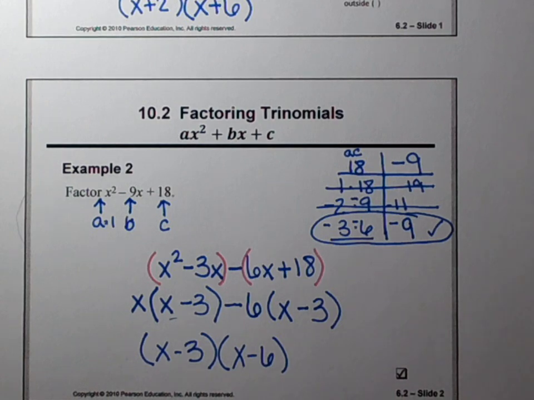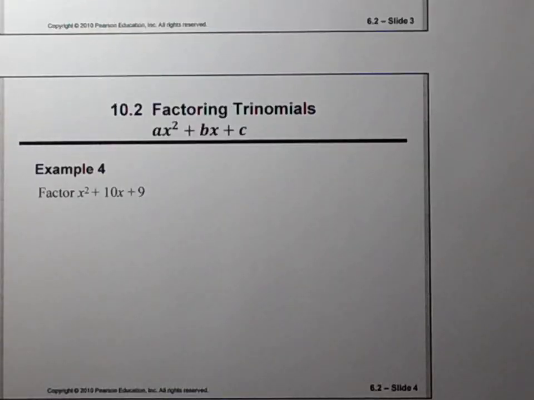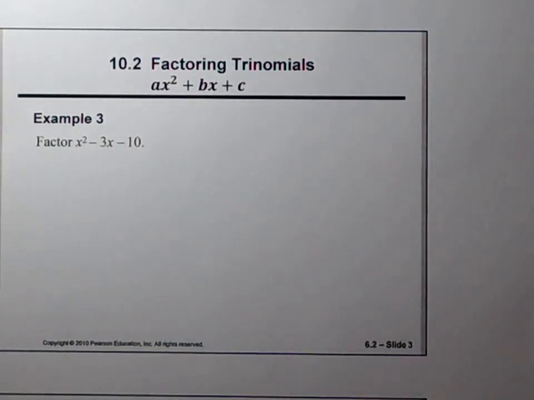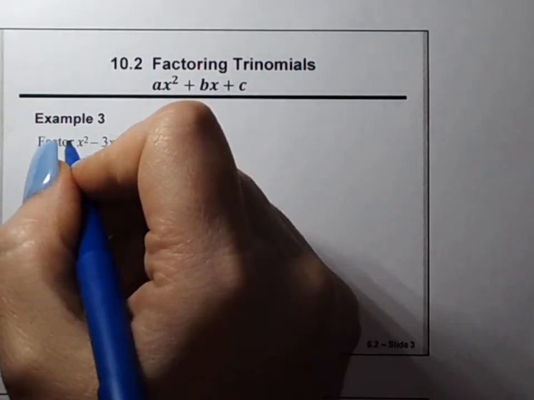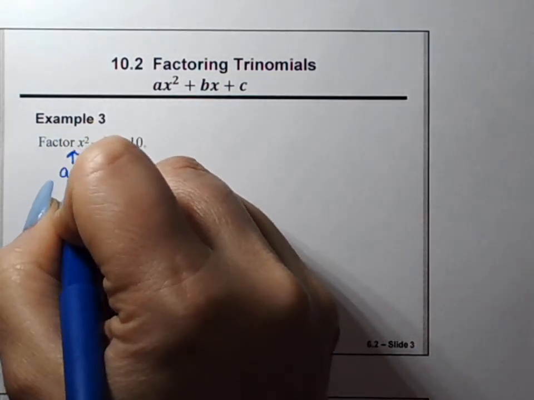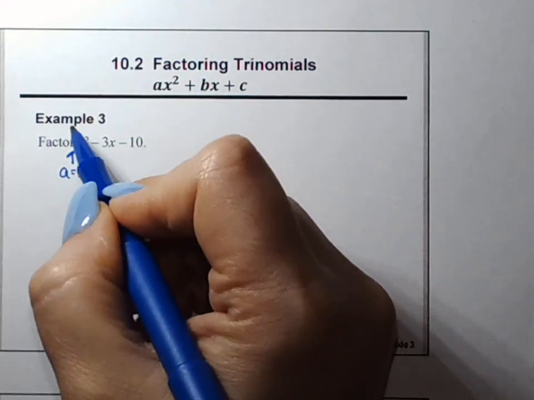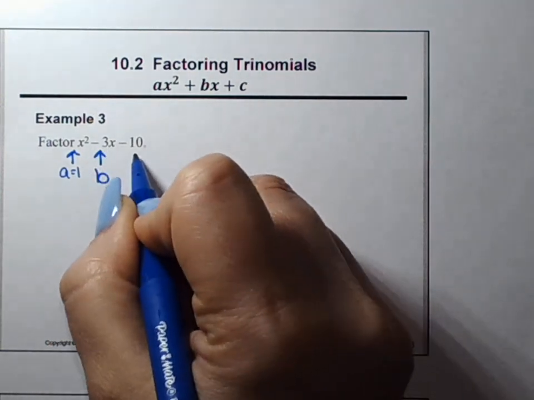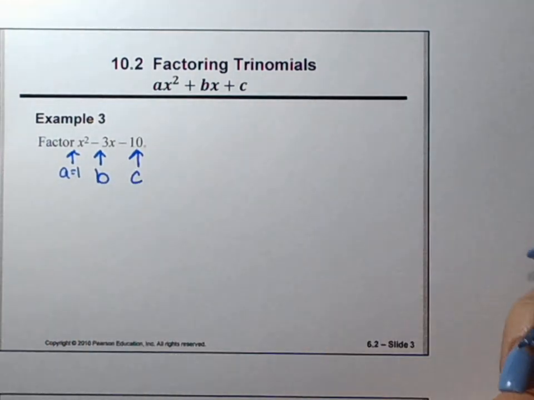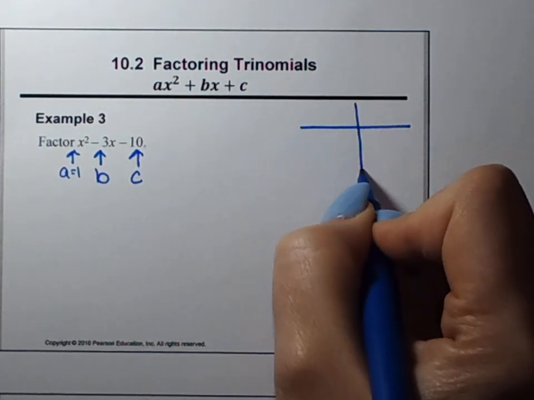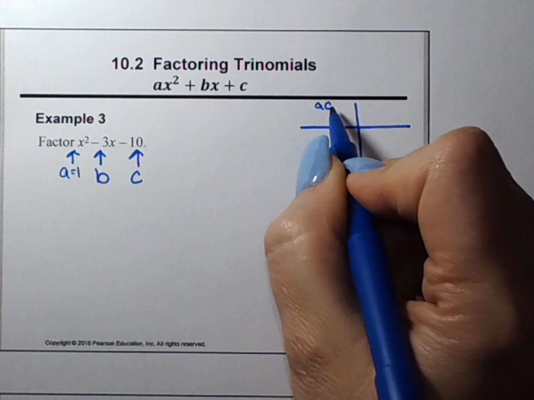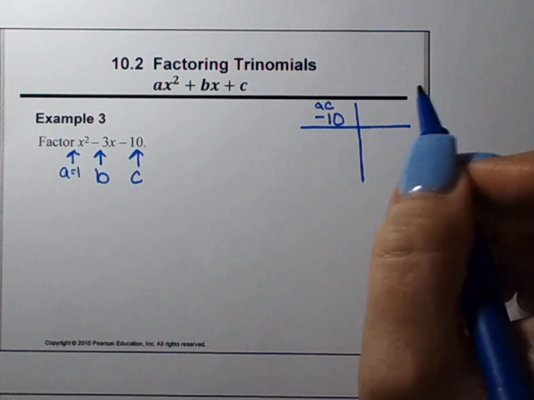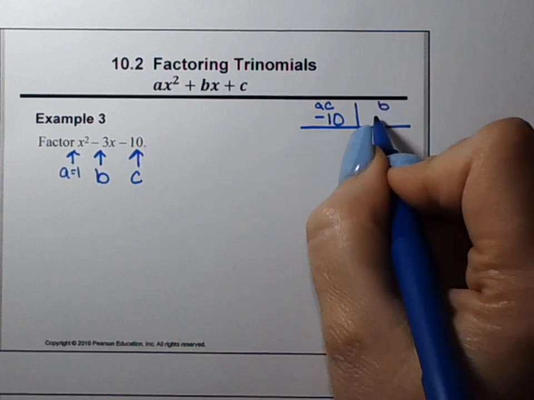Alright, let's look at the next example. Let me slide up to example 3. Alright, so here's our A is going to be 1, since there's an implied 1 out in front of that x squared term. Here's our B, it is -3, and then our C is -10. So we're going to set this up and do our A times C. So 1 times -10 gives us a -10. And then our B is -3.